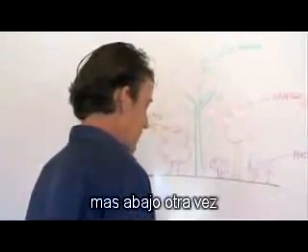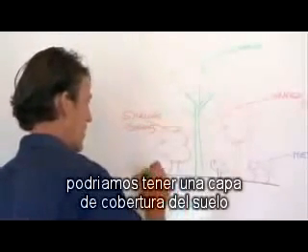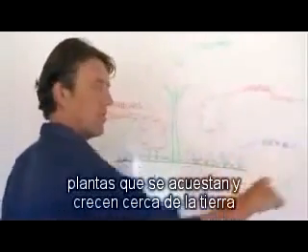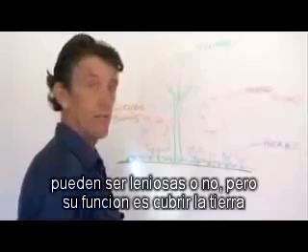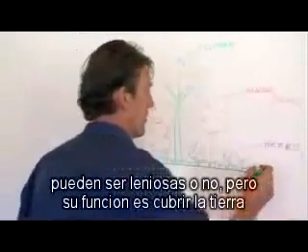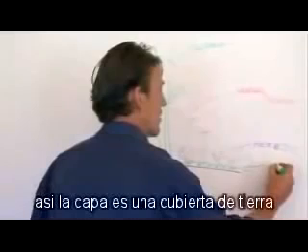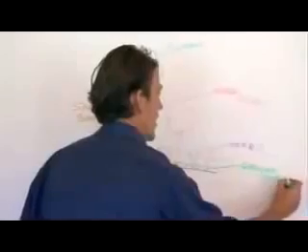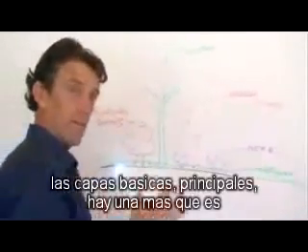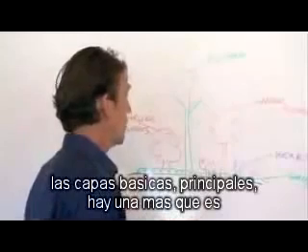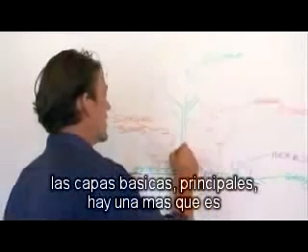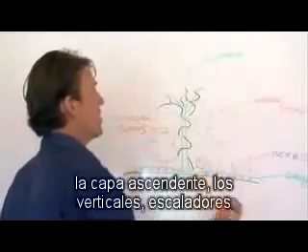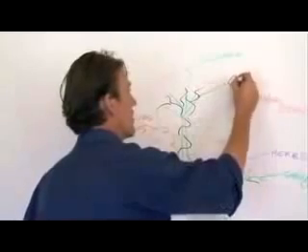Below there again, we can have a ground covering layer. The plants that are prostrate and creep across the ground, they can be woody and non-woody, but they're physically a ground covering function or layer. So you have your ground covers. And in the basic layers, the main layers, there's one more layer here, and that's the climbing layer, the vertical layer. The climbers.